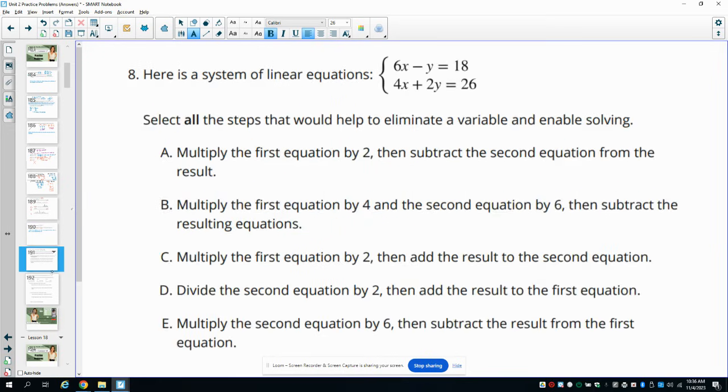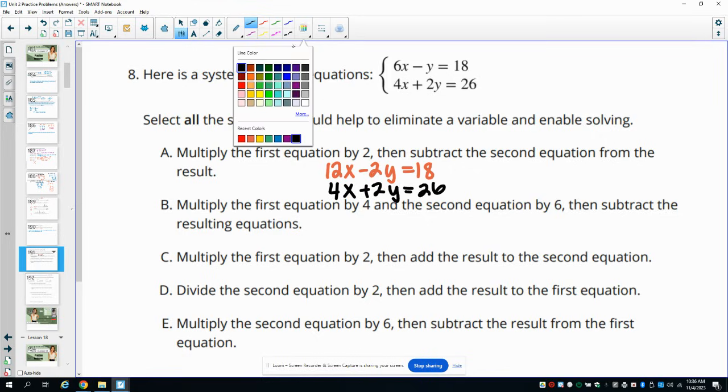Number 8, here's a system. Select all steps that would help us eliminate a variable and enable us to solve. So part A says that we would first multiply the first equation by 2. So the first equation multiplied by 2 would give us 12x minus 2y equals 18. And then it's telling us we would subtract the second equation.